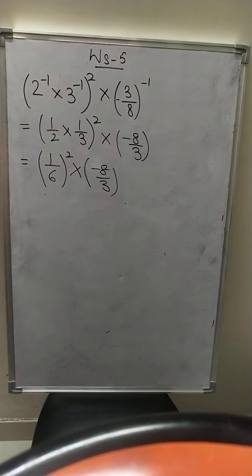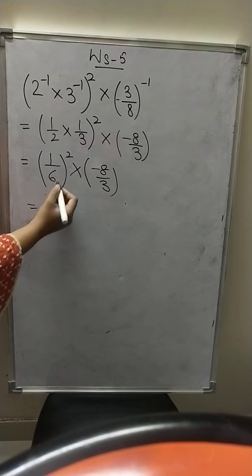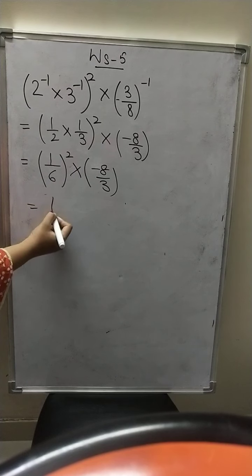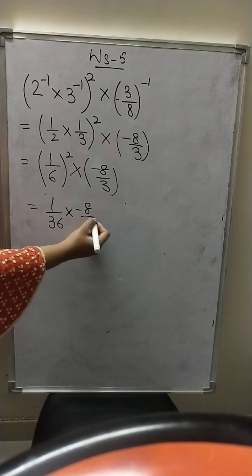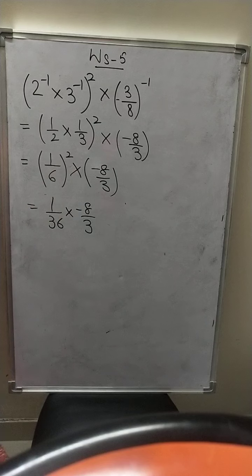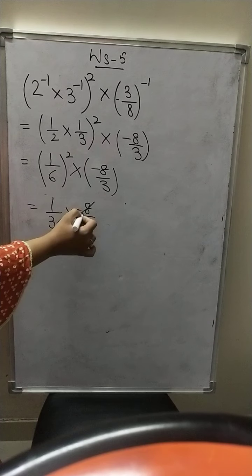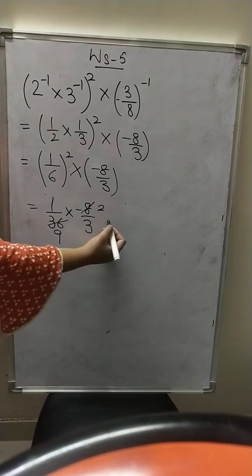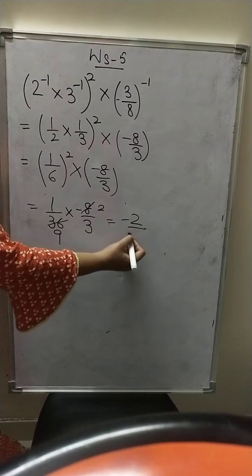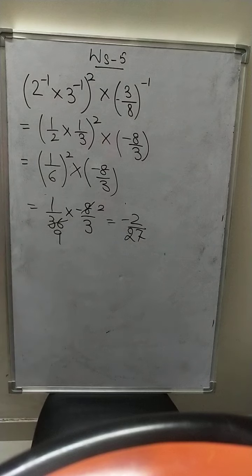Alright then students, what we have to do is take the square. 1 square is 1 and 6 square is 36. So this is to be multiplied by minus 8 upon 3. Now let us cancel it with the table of 4. So I get 4 2s are 8 and 4 9s are 36. So my answer comes out to be minus 2 upon 27.